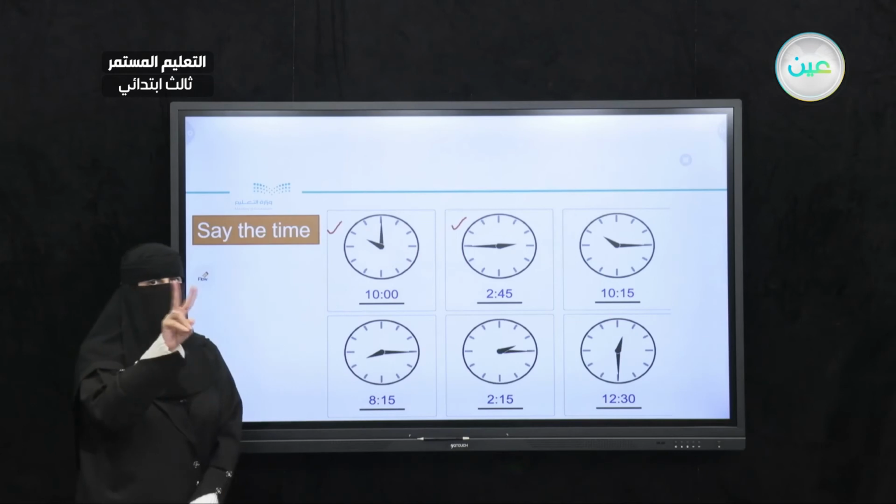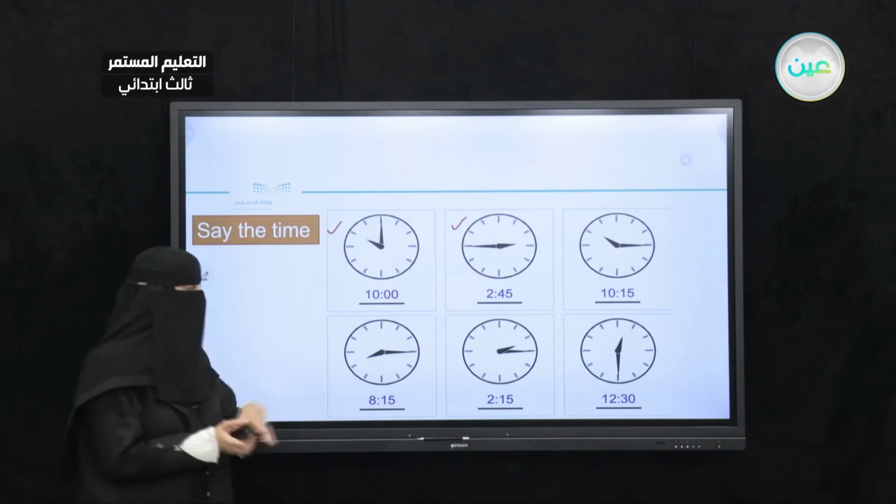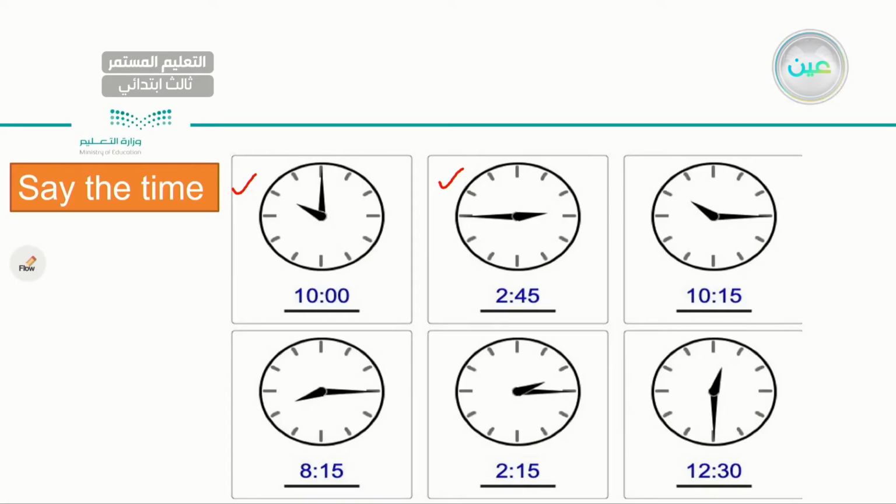Remember, we can tell the time 2 ways here. We might say it's 2:45 or it's quarter to 3. It's quarter to 3. Very good. How about this one? We might say it's 10:15 or it's quarter past 10. Very good. Next one. We might say it's 8:15 or it's quarter past 8.